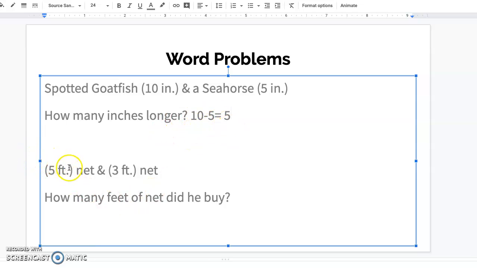All right, the next one is 5 feet of net and 5 feet of net. So how many feet of net did he buy? So if you're talking about how much did he buy in all, we would have to add. So 5 plus 5 equals 10.